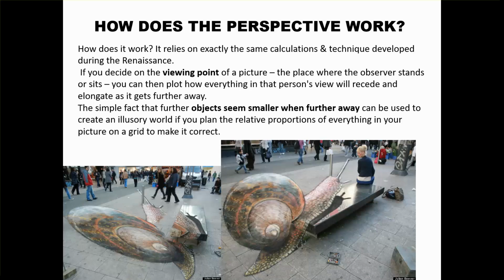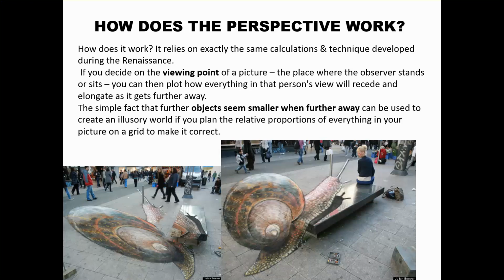So here's the deal. If you look at that slug on the right side, that's what you see from the back side of the image. If you look at the slug on the left side, so bottom left, that is how it's drawn. So how does this perspective work? It relies on exactly the same calculations as technique developed during the Renaissance, and that's where perspective really took off. If you decide on the viewing point, the place where the observer stands or sits, you can then plot how everything in that person's view will recede and elongate as it gets further away.